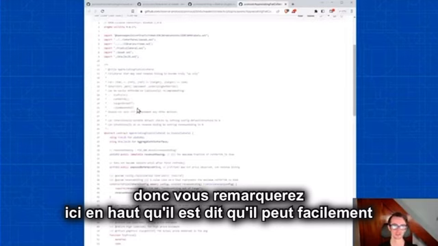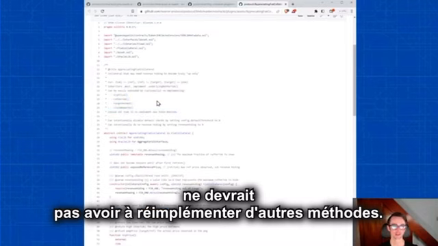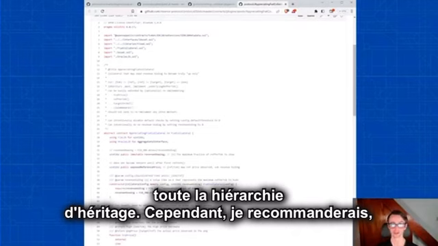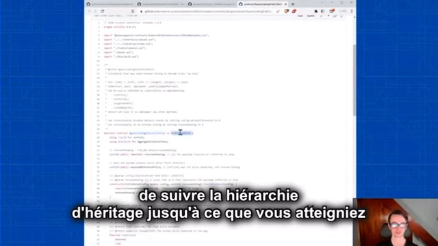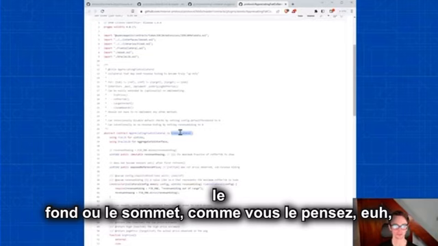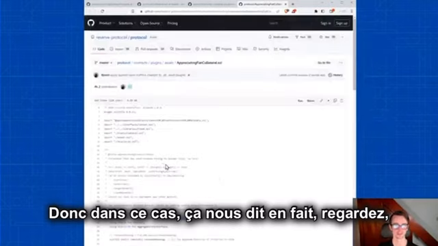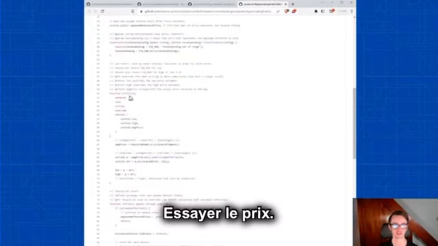You'll notice up here at the top, it says it can easily be extended by re-implementing these 4 functions. You should not have to re-implement any other methods. So we're trying to make it easy for people to write new plugins without understanding the entire inheritance hierarchy. Still, I would recommend, if you are looking at a particular class, follow the inheritance hierarchy up until you reach rock bottom or rock top, however you think of it, and figure out what all the functionality is that it is inheriting. So in this case, it's actually just telling us, look, these are the only 4 things that you probably need to look at.